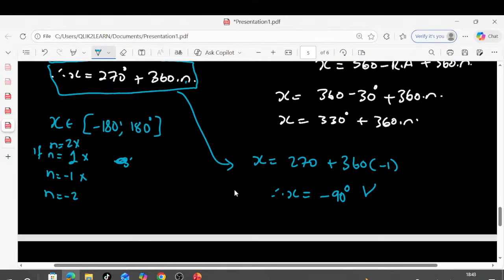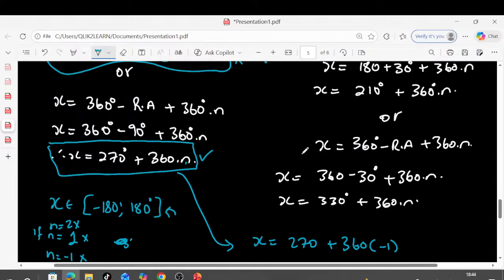Then we check for minus 2 again. Where there's n, we need to put minus 2. So when you put minus 2, it doesn't work. Then with this one, we are done. So this is the first answer that we got. That is between that boundary. We need to do the same thing on these guys here.